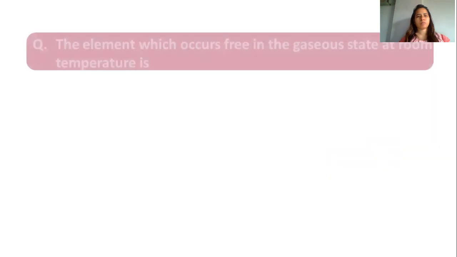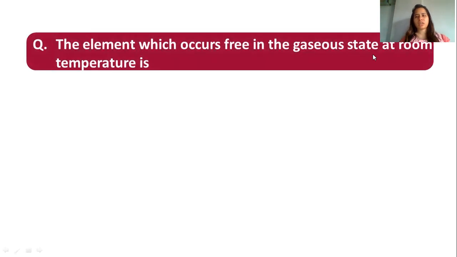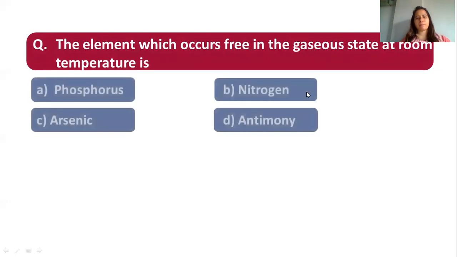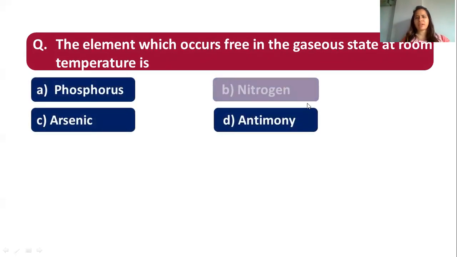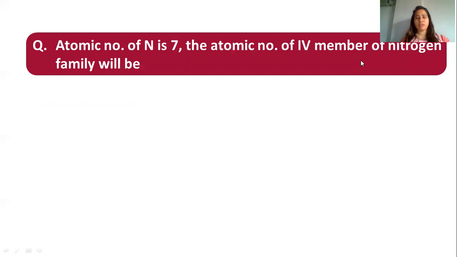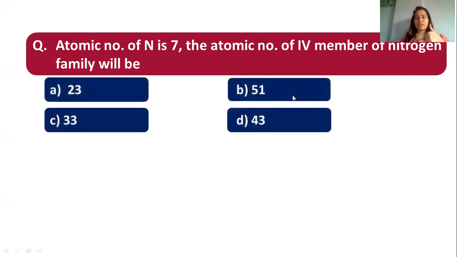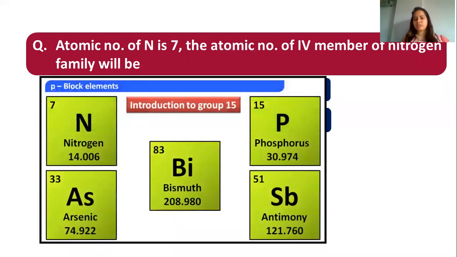Next, the element which occurs free in the gaseous state at room temperature. At room temperature, we again have nitrogen only. Atomic number of nitrogen is 7. The atomic number of the fourth member of the nitrogen family will be? When I say atomic number of nitrogen is 7, for the next, fourth member, 1, 2, 3, 4, you have to add 8, then add 18, then again add 18, and then you'll add 32. So 7 plus 8 will give you 15, 15 plus 18 will give you 33, and 33 plus 18 we have is 51.